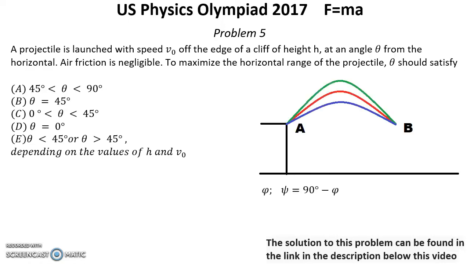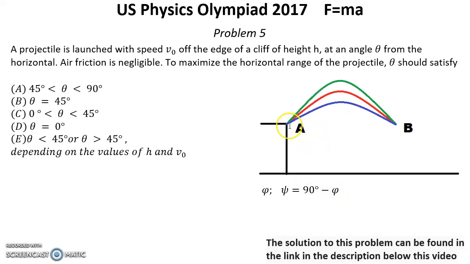Suppose on this picture the green trajectory is the path of a projectile which has an initial angle greater than 45 degrees. That's the phi angle. And the blue trajectory is the path of a projectile with the initial angle psi less than 45 degrees, which is equal to 90 degrees minus phi.